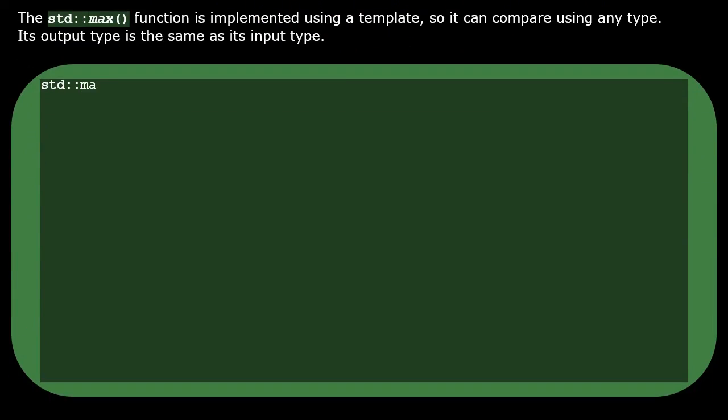The standard max function is implemented using a template, so it can compare using any type. Its output type is the same as its input type.